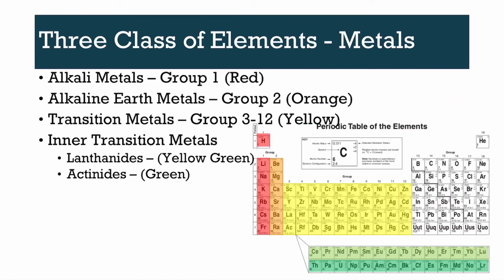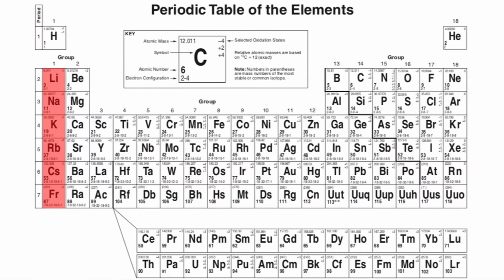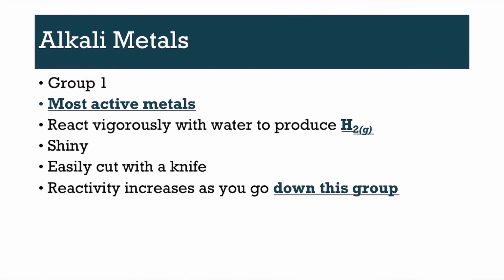Okay, so going into this, there are a few different types of metals. We have the alkali metals, alkaline earth metals, transition metals, and the inner transition metals. So we're going to go ahead and talk about each of these in more detail. So first is this red column, and notice how H is not colored. These are your alkali metals. So group 1, that first column.